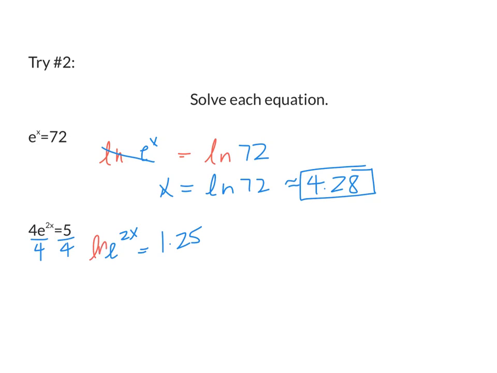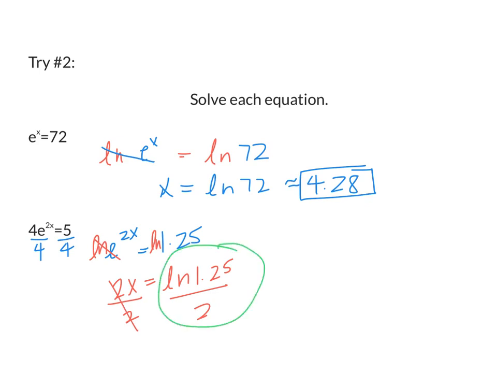So it's going to be the natural log of e to the 2x and the natural log of 1.25. The natural log of e will just give me 2x left over. So I have 2x equal to the natural log of 1.25. Finally, I need to divide by 2 on both sides so I can just get a single x. And if I throw this entire thing into my calculator, what I will get for x is about 0.11.